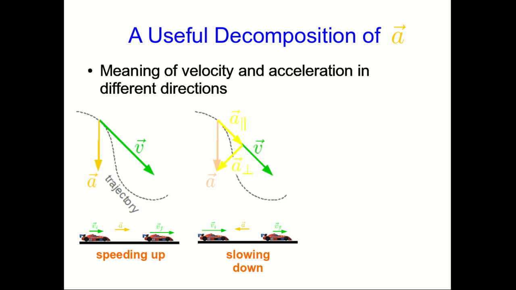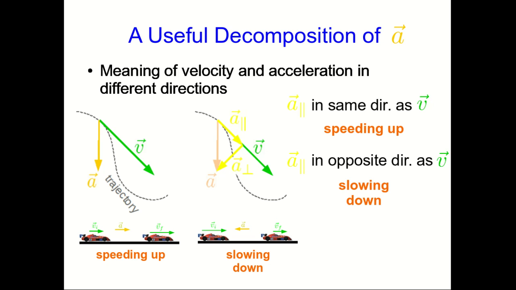Remember that in one dimension, if the acceleration was in the direction of the motion, then the object was speeding up. And if it was opposite the direction of motion, then the object was slowing down. Well, if we only have a parallel component of the acceleration, we're back in that situation. And so we know that if the parallel component of the acceleration is in the same direction as the velocity, then the object must be speeding up. And if it's in the opposite direction as the velocity, then it must be slowing down. What's left over is the perpendicular component of the acceleration. And if that's non-zero, then that means the velocity is changing direction.